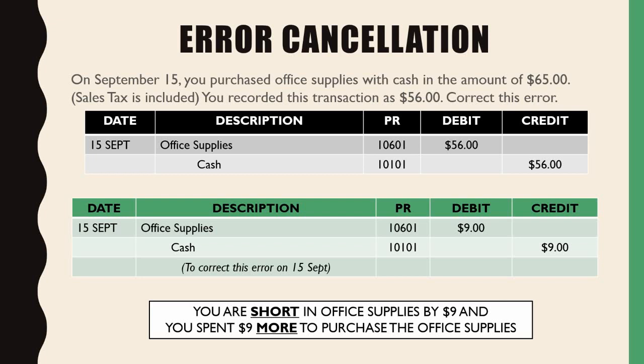Now, can you do both at the same time? No, you can only choose one method to use. Yes, you can swap between the two, but at the end of the day, if you made one mistake, you can only use one correcting journal entry to fix it. You can't use both. Any questions there?